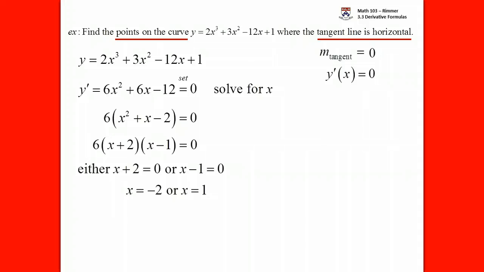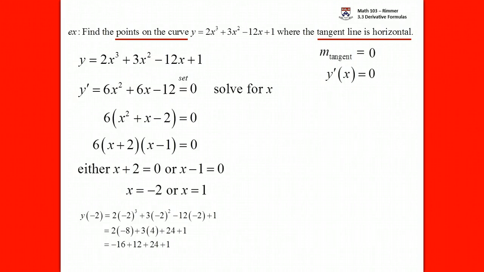So plug a 1 into the original function. Plug a negative 2 into the original function. Negative 2 is a little bit more difficult because when you cube it, it's negative. So we're going to have the first term actually be a negative 16. And then the second term will be a positive 12. And then a positive 24 and a positive 1. All right. So what's the y value there? 36, take away 16 is 20, I guess 21? 21. Great.